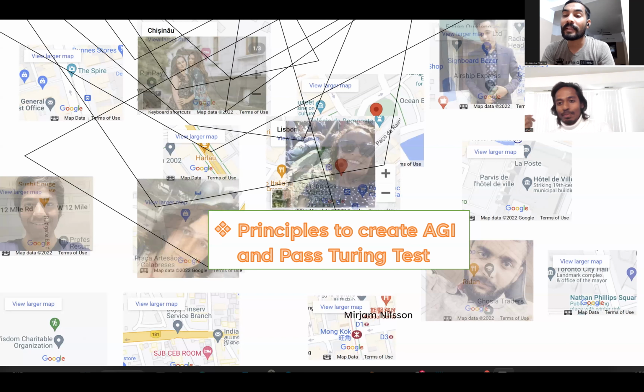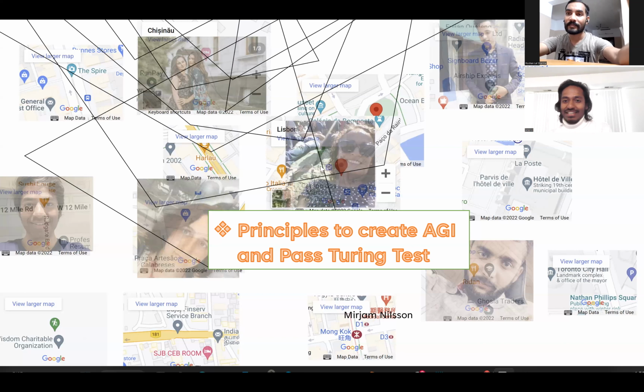The judge would be blindfolded, in a different room, and just asking questions. The answers are not written. The Turing machine would be responding to his questions. And if he thinks that the Turing machine is answering like a normal human being, that means we have passed the Turing test.